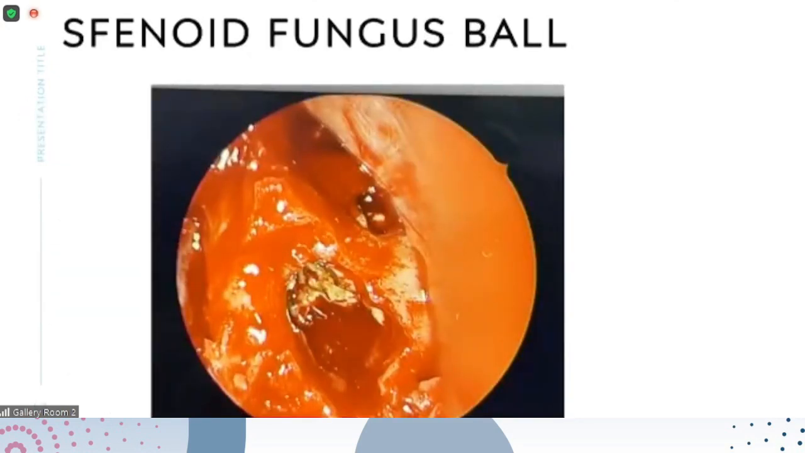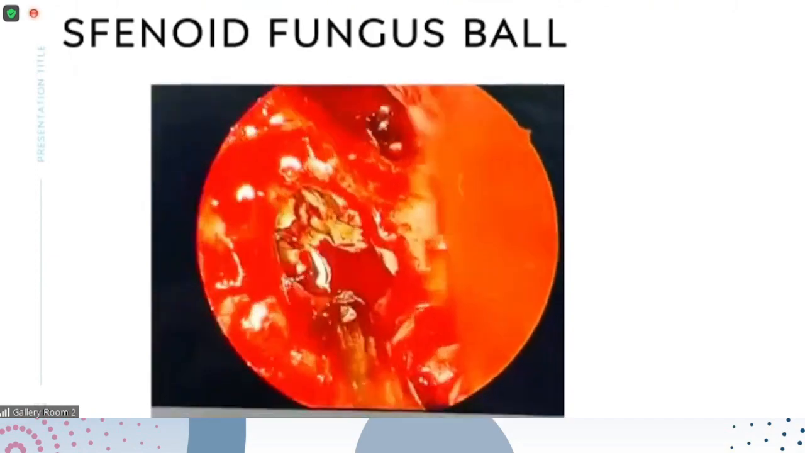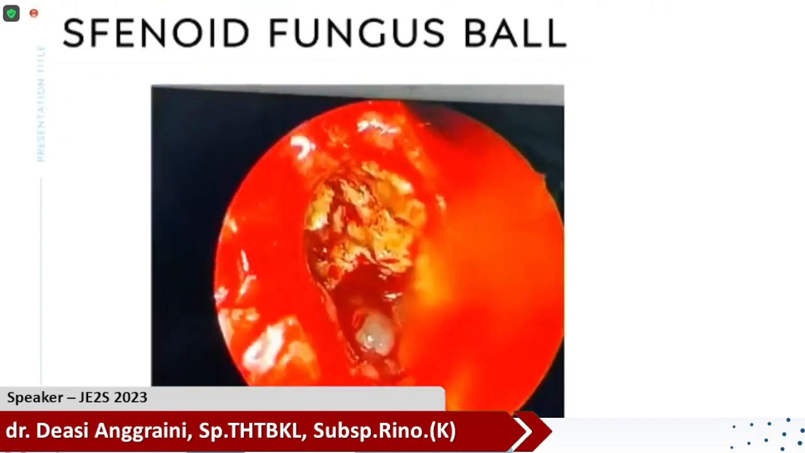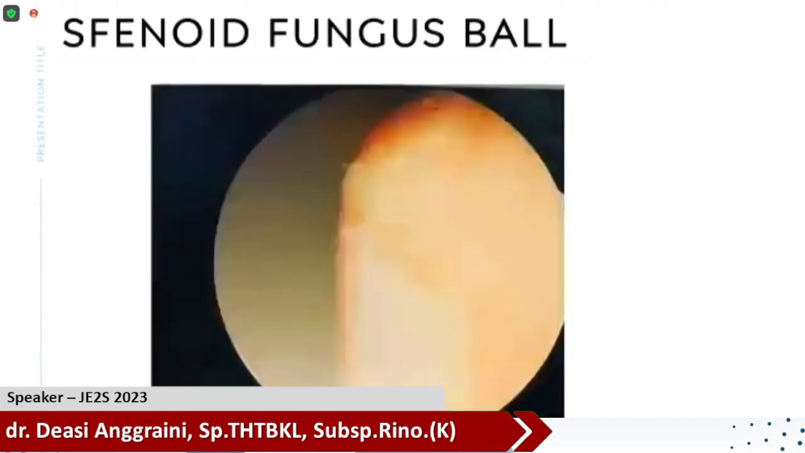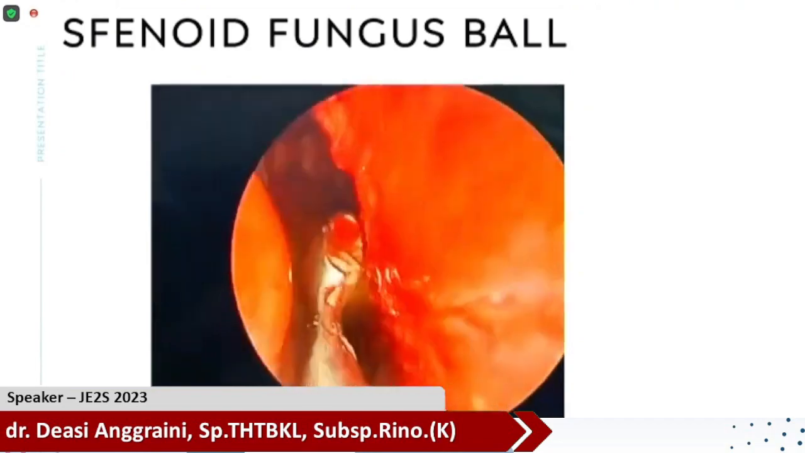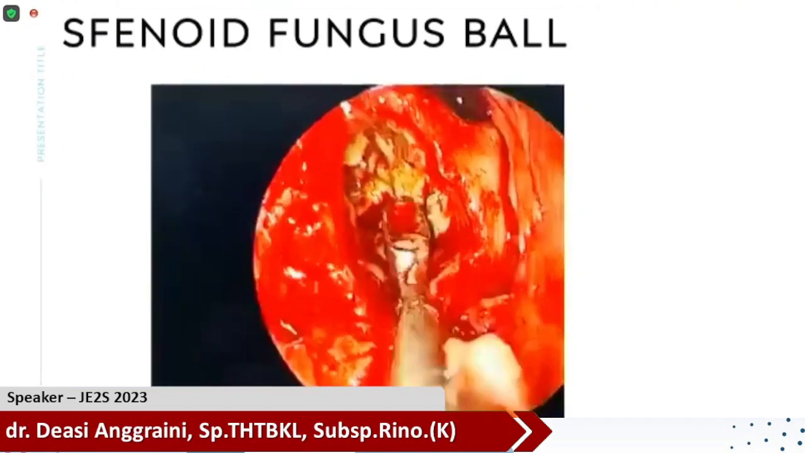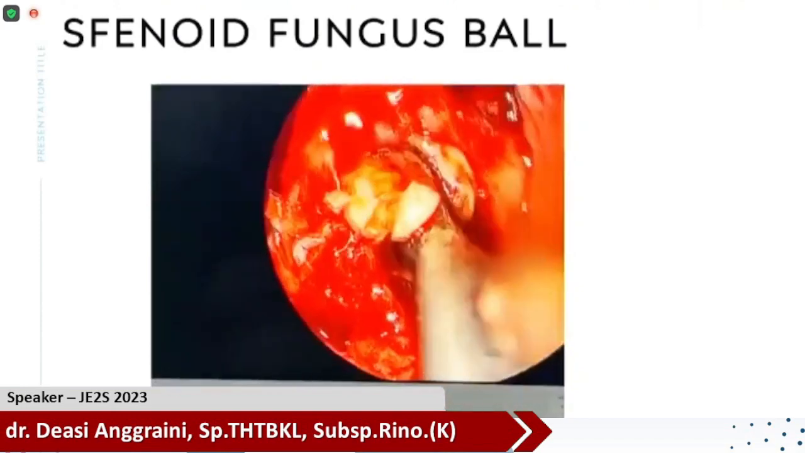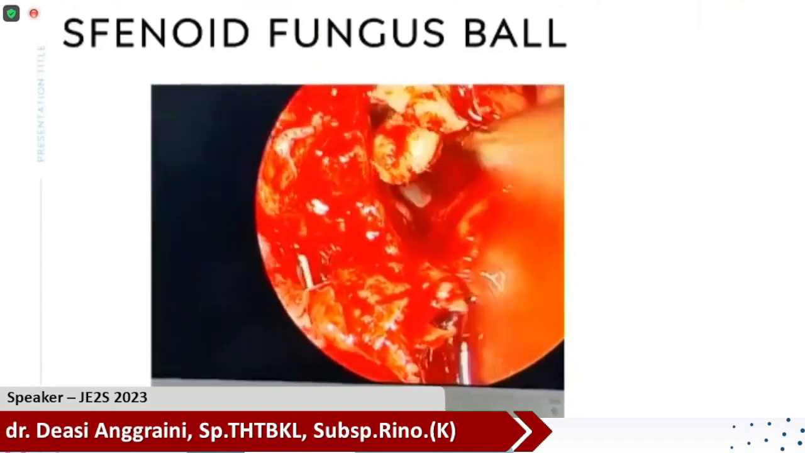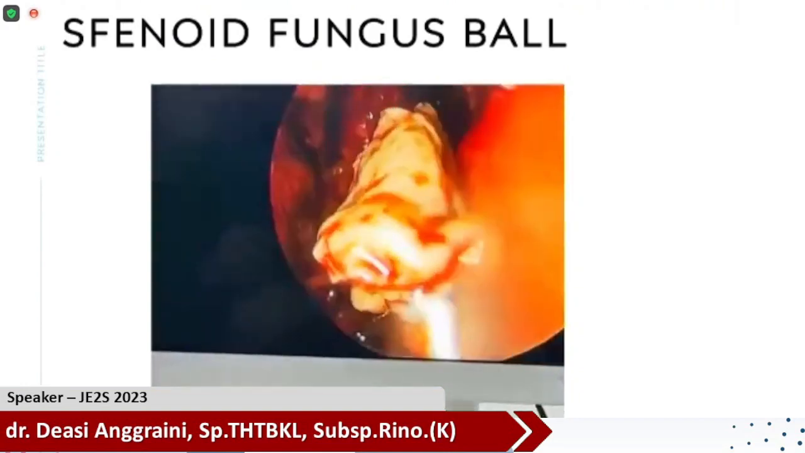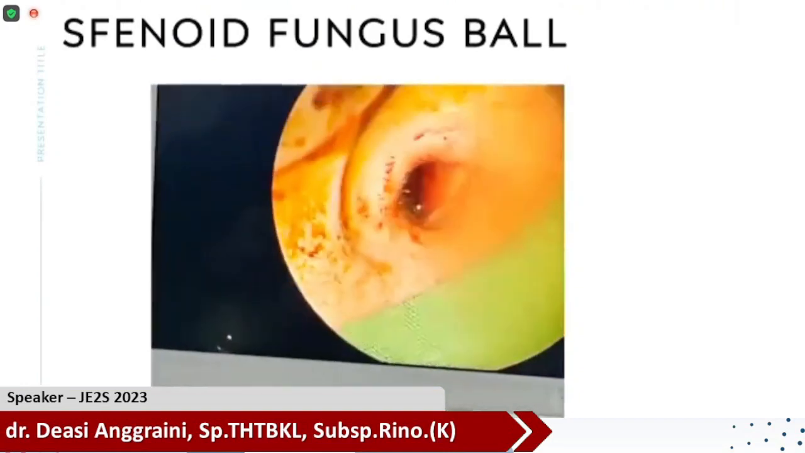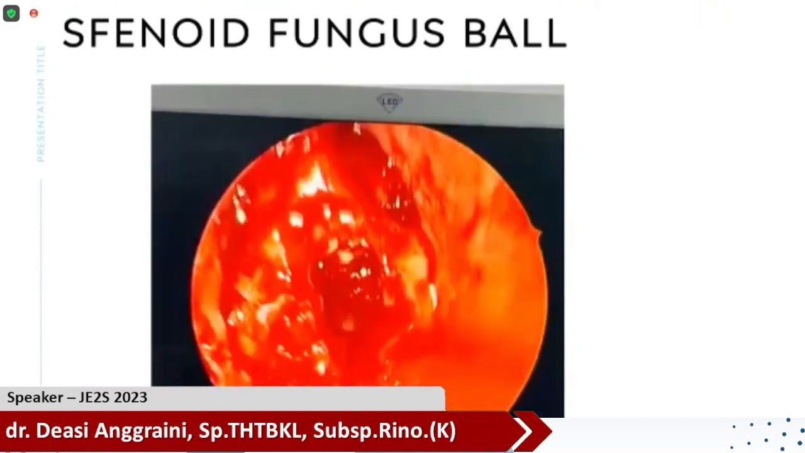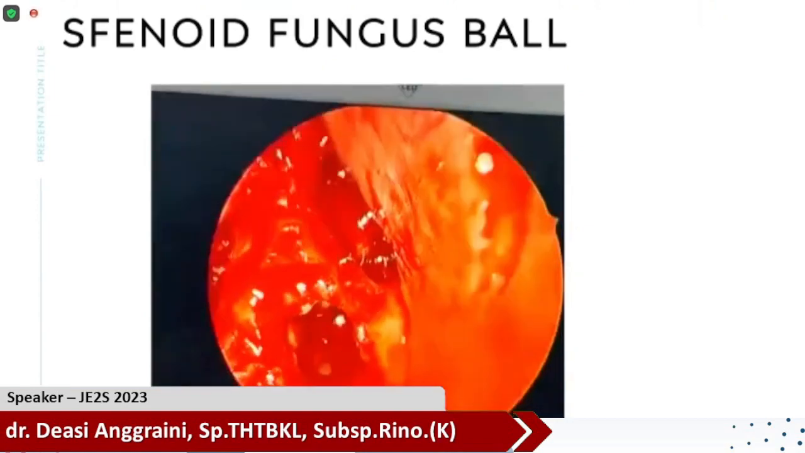This is one case of sphenoid fungus ball. I opened and cleaned it up with mucosal preservation, and also lowered the ostium. But we have to be very careful because there is a posterior nasal artery in the lower ostium. This patient also came with severe headache and diplopia. So with a patient with fungus ball, no need to wait. We have to perform the surgery immediately.